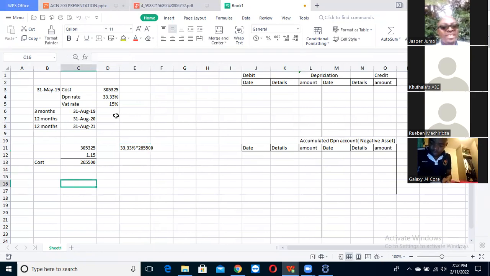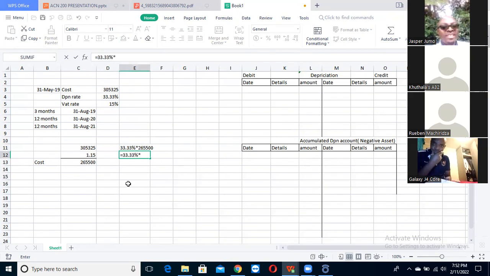So suppose you were given your VAT percentage as 14% here. If it was given as 14%, here you were just going to come and say divide by 1.14, to show that it was 14%. But in this one, it was 15%. So 1.15 is fine as it is, 15% there. So we want to say 33.33%, which is also presented as 33 and a third, multiplied by 265,500.